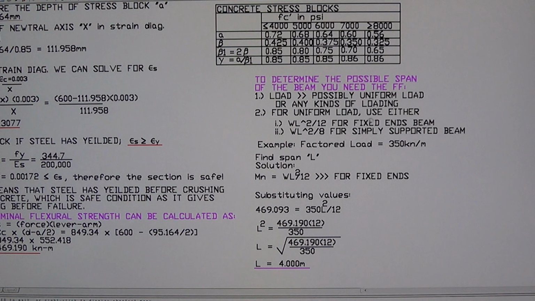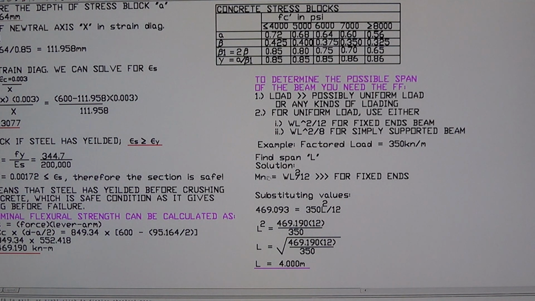Number two, for uniform load, use either WL square over 12 for fixed ends beam and WL square over 8 for simply supported. So to have a span, you need a load. For example, here now, factored load 350 kilonewton per meter, the total uniformly distributed load applied to the beam. And we have the cross section of the beam. We apply the load to this beam to find the possible span of the beam because of this load. So find the span L.